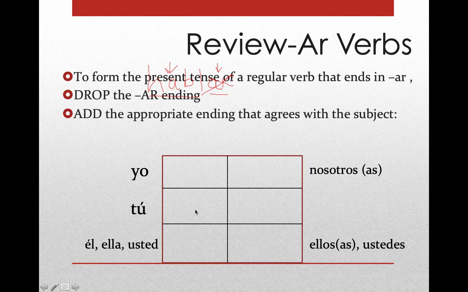What goes with yo? O. Tú, as. Él, usted, a. Nosotros, amos. And then ais, if we did vosotros, I put the X there. And then an. Okay. O, as, a, amos, an.